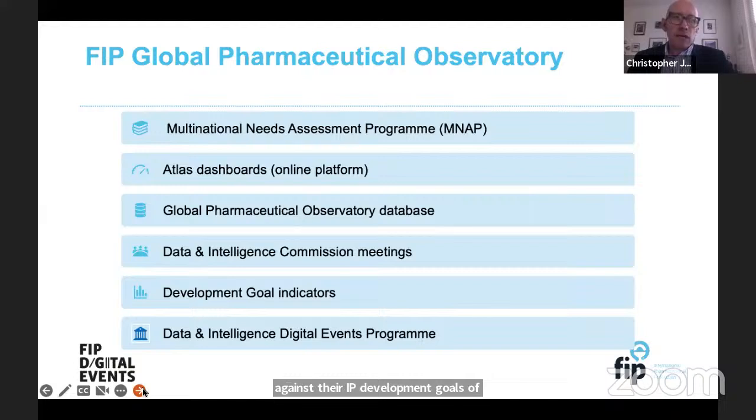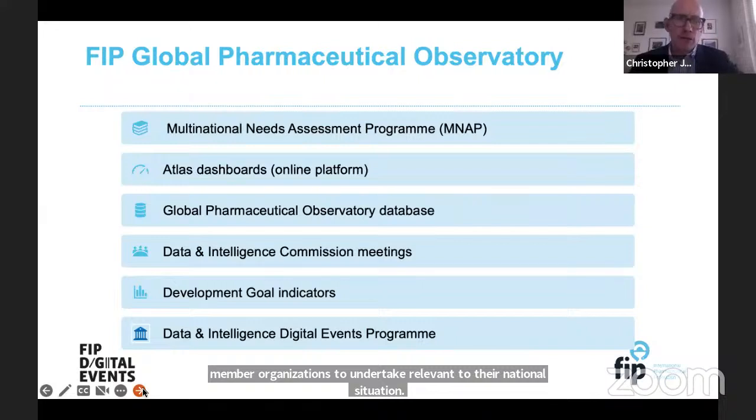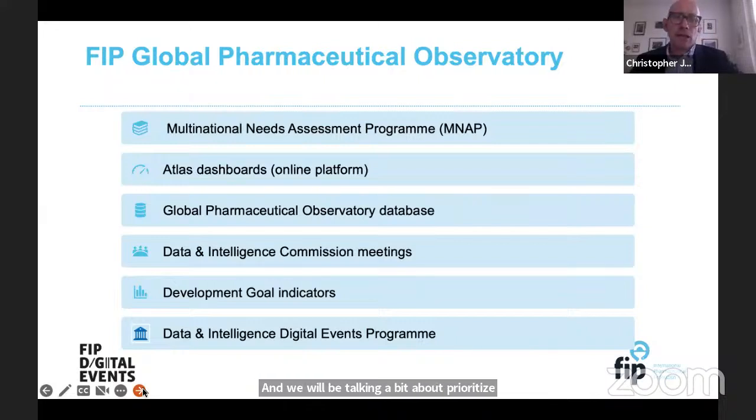And of course, the FIP development goals provide the framework for needs assessments and prioritization for member organizations to undertake relevant to their national situation. And we will be talking a bit about prioritized development goals later on in this event. So in turn, our priorities can provide each organization with the foundations for mapping the progress and transformations for their workforce, practice, and pharmaceutical science. The main focus of this event being the indicators, the development goal indicators are, of course, our way to measure and monitor progress and transformations for the workforce, practice, and pharmaceutical science elements of the development goals.